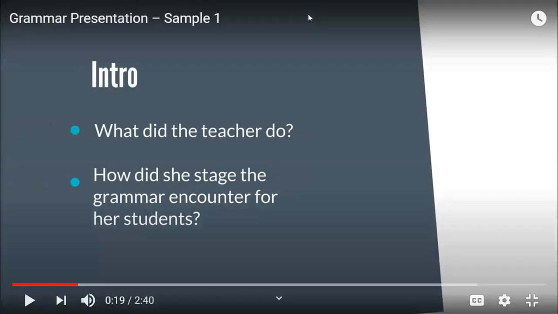So we'll see what the teacher is going to do with a grammar rule. We need to focus on what she's going to be doing. Okay, the sound is bad, it isn't clear.